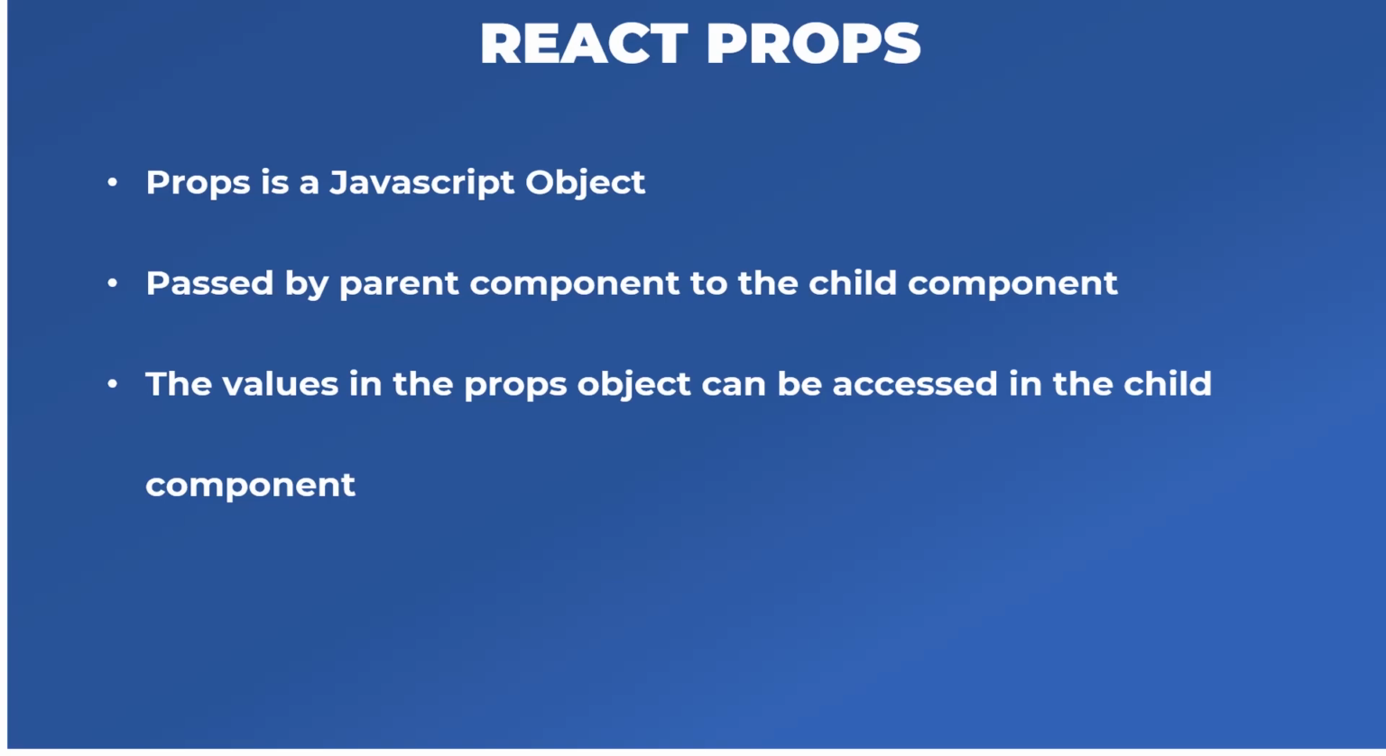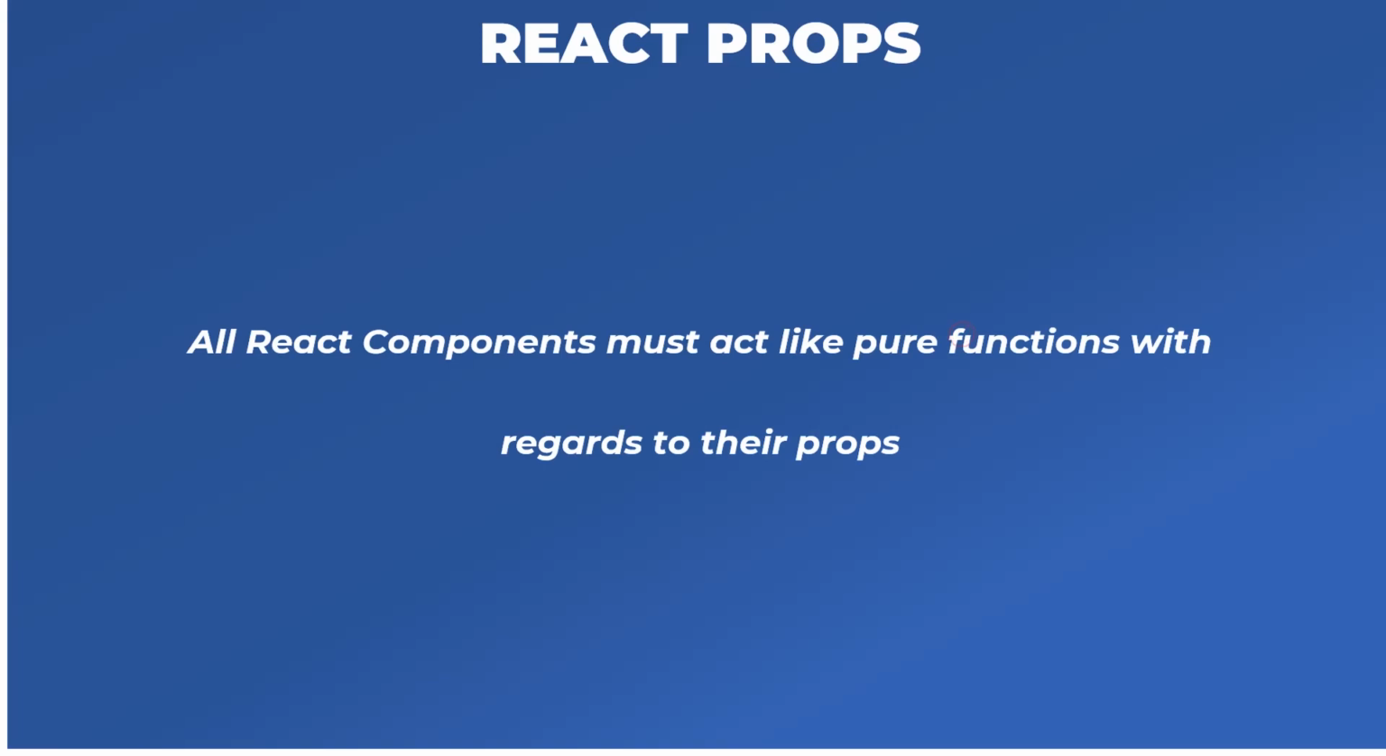However, there is one major difference between props and normal arguments. That difference is that props are immutable. In other words, props are read-only. Components can access their props but not modify them. So basically the rule is that all React components must act like pure functions with regards to their props. Let's look at props in our class component and functional component examples.